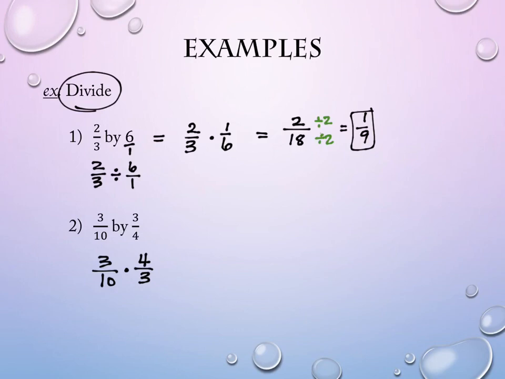Okay, let's reduce this one. If I reduce along this diagonal, the 3 is reduced to 1. And if I reduce along this diagonal, they both divide by 2 to give me 2 and 5. Multiply across the top, I get 1 times 2 is 2. Across the bottom, 5 times 1 is 5. And it's in reduced form. Okay, any questions?